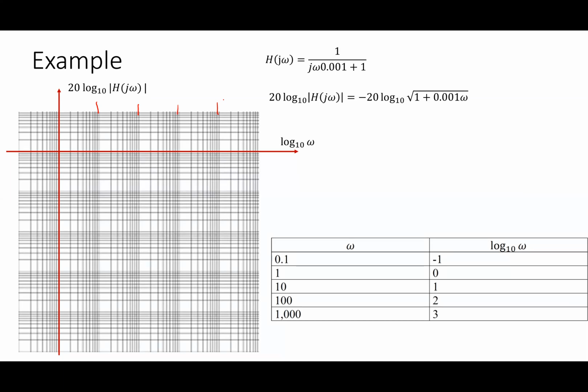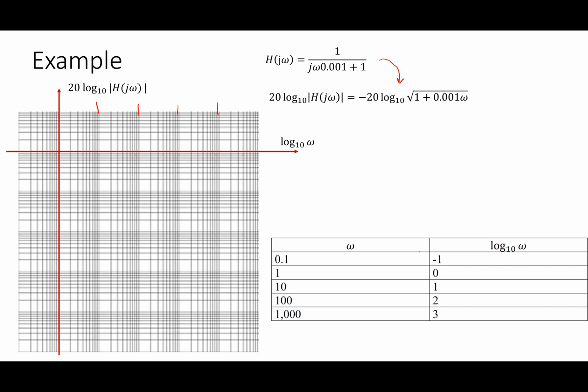So if I take my original example, 1 over j omega 0.001 plus 1 becomes this guy. When I plug in everything, take the magnitude of the top, take the log of that, multiply the log by 20, I get that expression. Now, what I want to do is make a plot of this thing on those axes right there. I've got this little table to help me, for different values of omega, to dimension up the axes for a second.